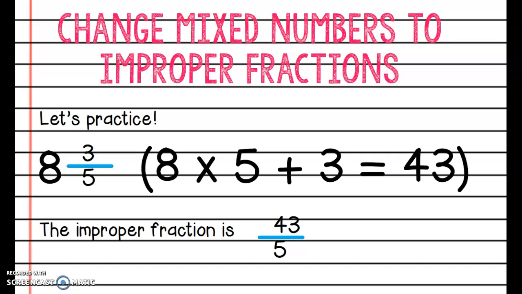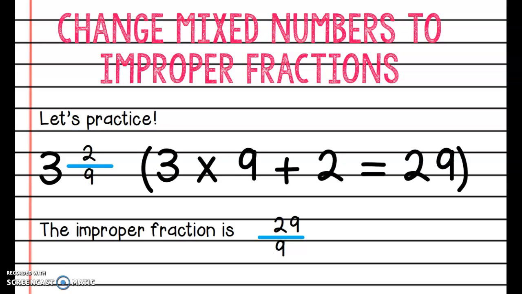Then we have our mixed number of 8 3/5. So we take our whole, the 8, we multiply it by the denominator, the 5, and we add 3. And what do we get? Well, 43. So our improper fraction is 43 over 5. Remember, the denominator doesn't change.